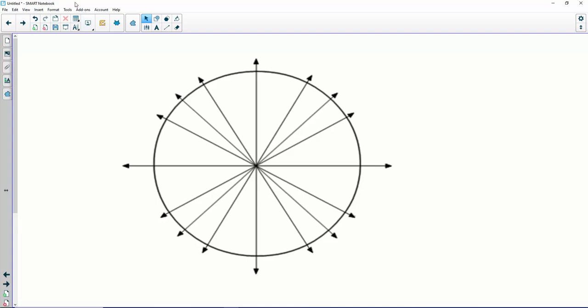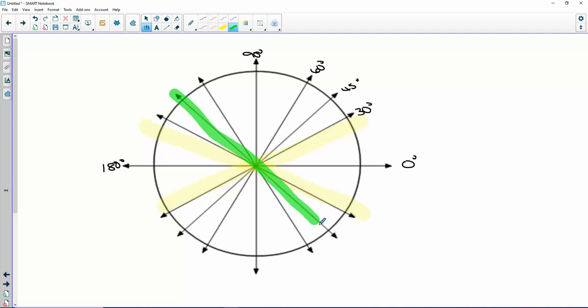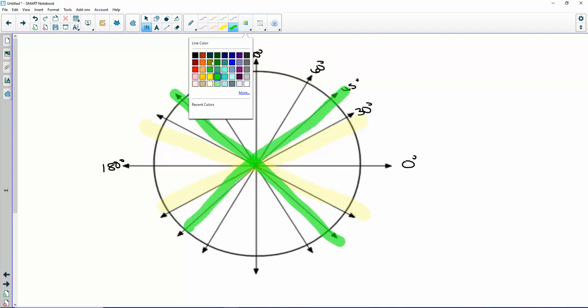So our degree measures, you know, it starts at 0. These are common angles, 30, 45, 60, and 90. This is 180. And remember, reference angle is how far you are from the x-axis. So all of these are reference angles of 30. These lines represent your reference angles of 45. And then these would be your reference angles of 60.